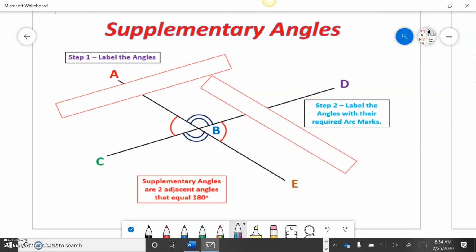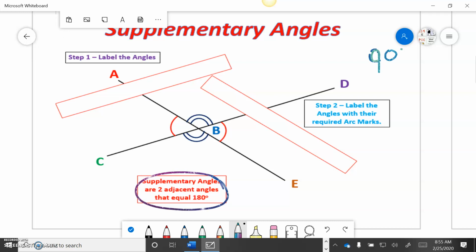Supplementary angles are going to be two angles that equal 180. So where complementary only equaled 90, supplementary is going to equal 180. If you go back to complementary, you have a C and an O. If you put a line on the C, you have a 90. So you can remember that complementary is 90.